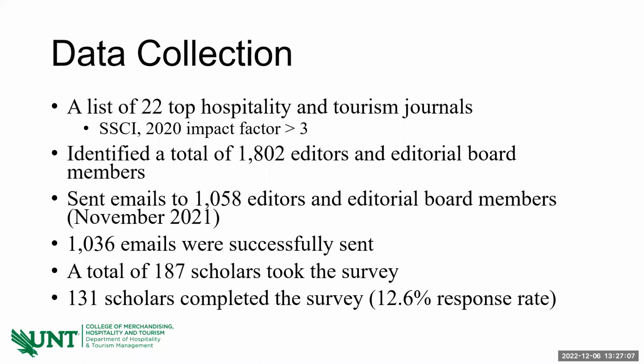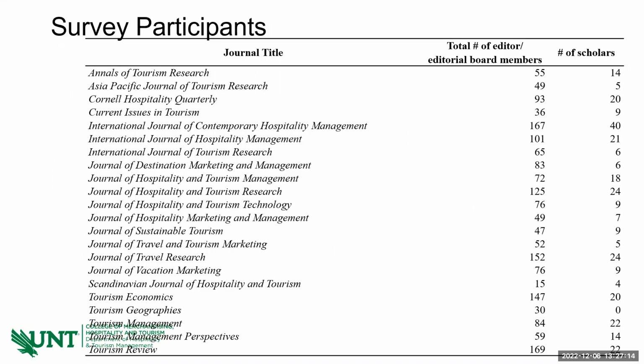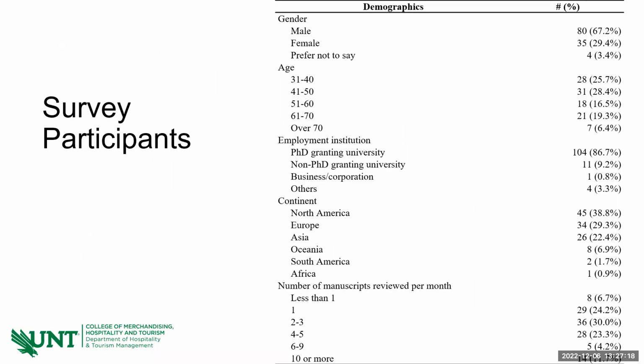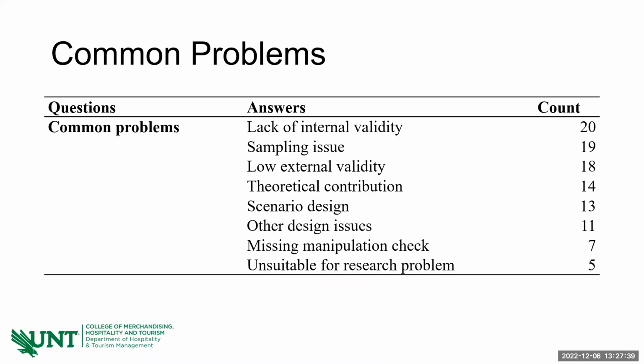But we did conduct a survey with a list of editorial board members. We sent emails to 1,000 of them, and more than 100 of them answered our survey. These are the list of journals we sent to, and these are our respondents. The scholars' average age is 50 years old, and their average academic experience is 19 years. So they are prestigious scholars in our field, and we want to know what they think about experimental design.